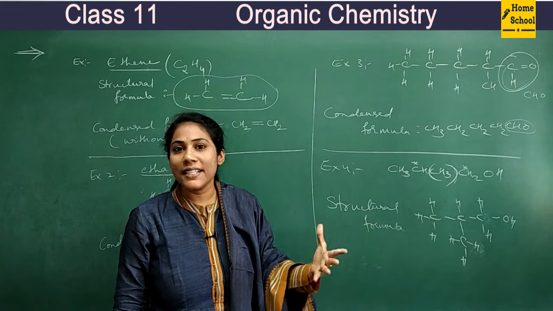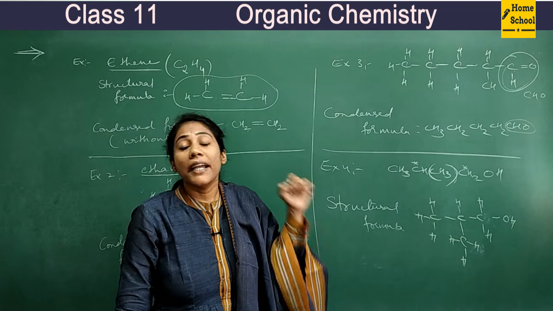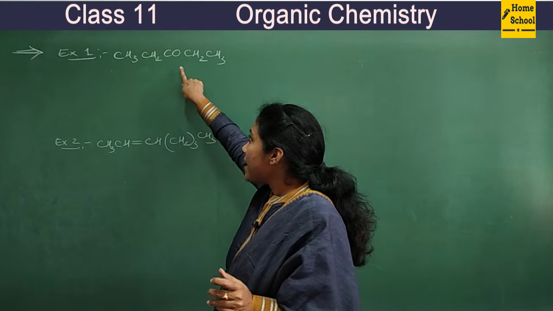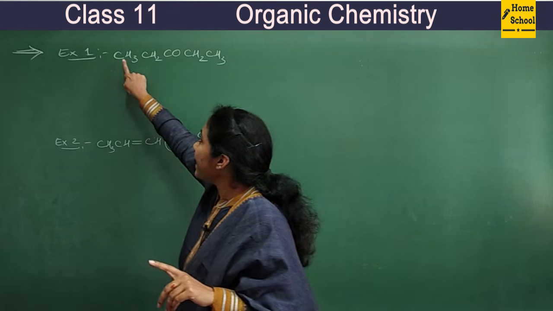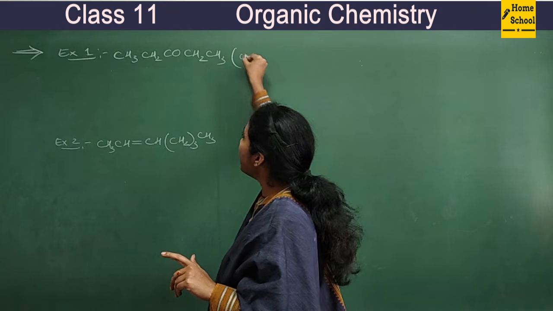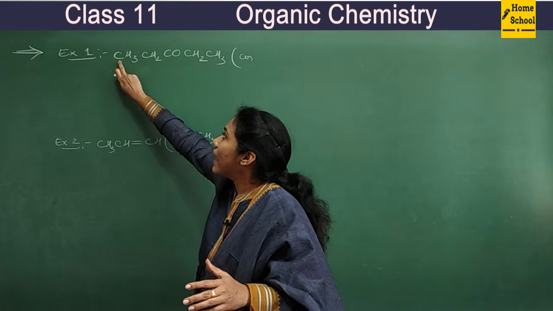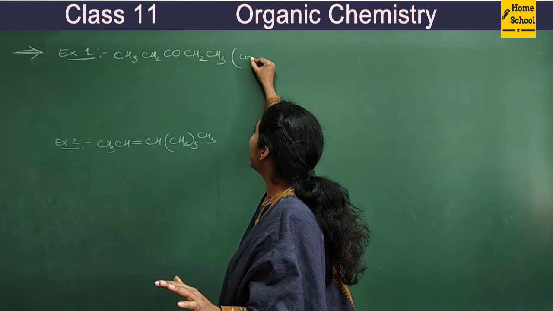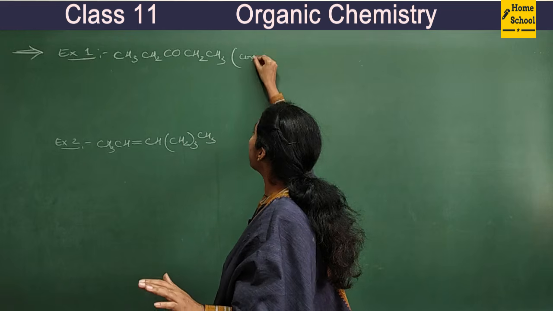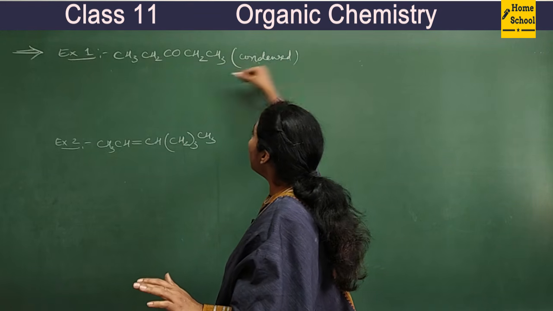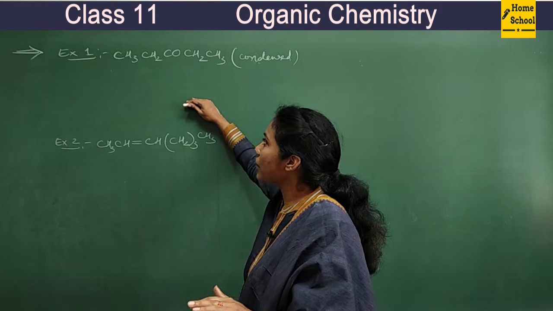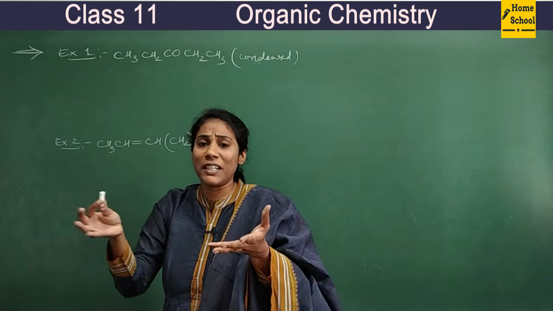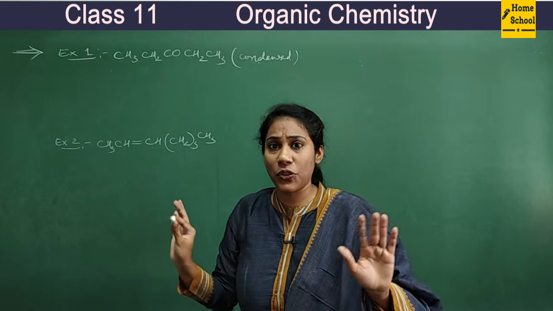So now some more examples from your textbook I will give you. Try to write them into a structural formula or condensed formula. See example number 1 from your textbook. They have given a condensed formula. If there are no bonds between carbon and hydrogen, between carbon and carbon, no bonds at all, then it is called a condensed formula. You have to write its structural formula. CH3, CH2, CO, CH2, CH3. Nothing is mentioned in a bracket, that means there are no branches.